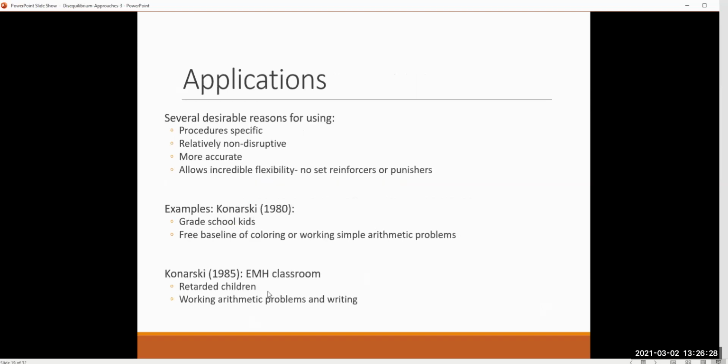Well, there are a variety of procedures that are most specific to this that are relatively non-disruptive, more accurate, and allow incredible flexibility. And two of the best examples were done by Ed Konarski. He's actually an IO psychologist, but he was working with children at the time, and he had grade school kids. And he looked at how often they would color. So say, okay, you can color these pictures. And again, they're young children, third and fourth grade, and how much time they spent working on arithmetic problems. Well, obviously, most kids would rather color than work math problems.